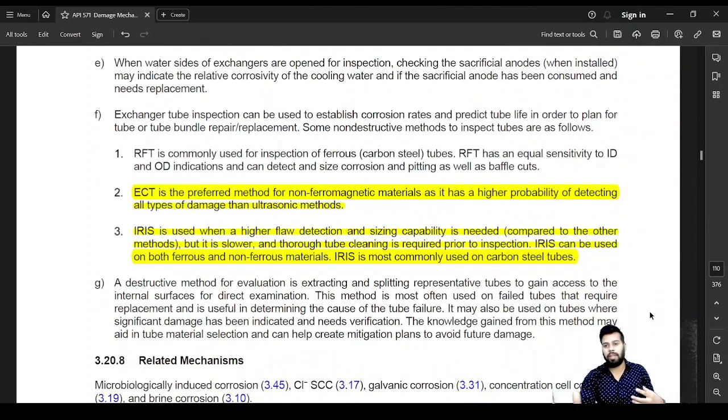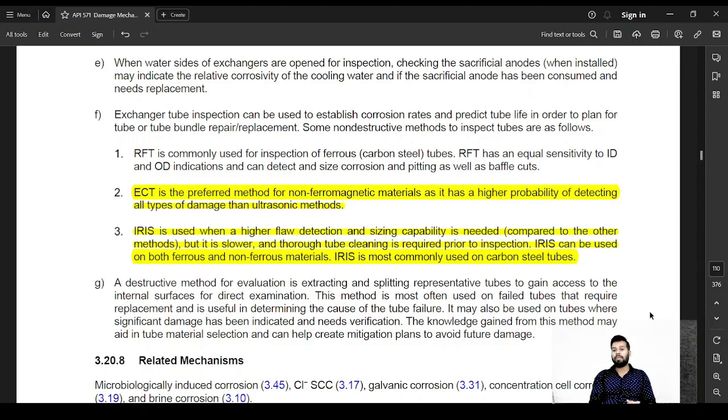Now again, if there is a problem, the exchanger tubes are best inspected with eddy current inspection, especially with remote field testing, but sometimes eddy current inspection can also be done. So exchanger tube inspection can be used to establish corrosion rates and predict the life of the tube in order to plan for the tube or tube bundle repair or replacement. Some non-destructive methods used to inspect tubes are as follows.